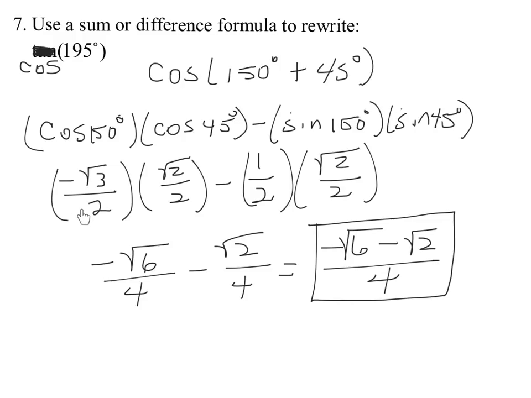All right, so I looked at my unit circle, and I got negative root 3 over 2 for cosine of 150, root 2 over 2 for cosine of 45, 1/2 for sine of 150, and root 2 over 2 for sine of 45. Then I just multiply these together. I get negative root 6 over 4 minus root 2 over 4, and that gives me my final answer of negative root 6 minus root 2 over 4.